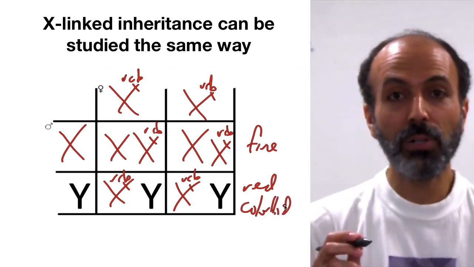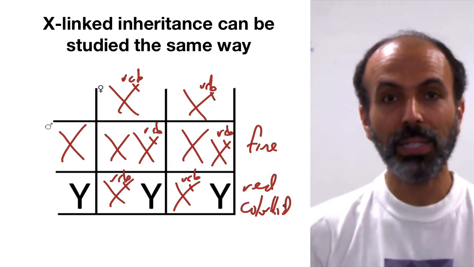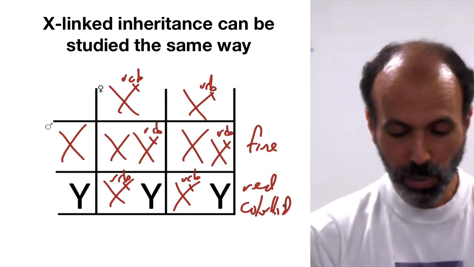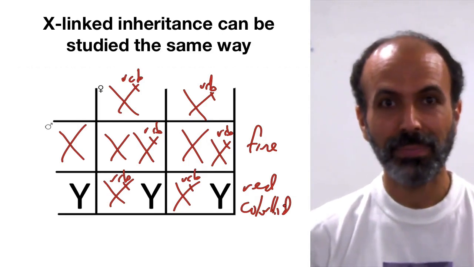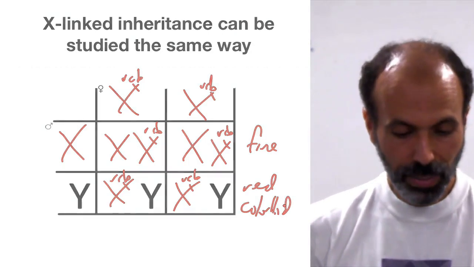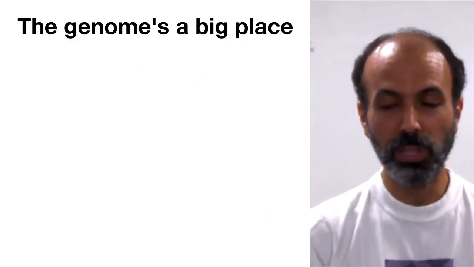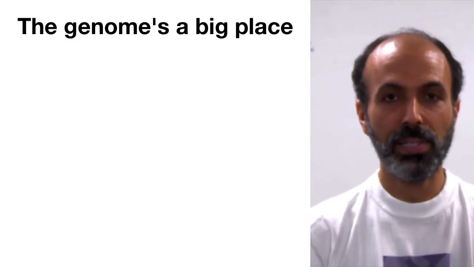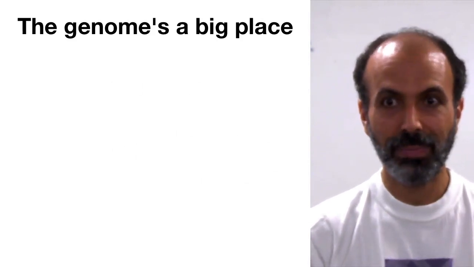So we see a different pattern of inheritance in this case, depending on whether you're looking at the daughters or the sons, and depending on who is the mom and who is the dad. Okay? So this illustrates some principles of X-linking. Now let's look a little bit more broadly in the genome. Now everything we've focused on so far has been looking at single genes in isolation.